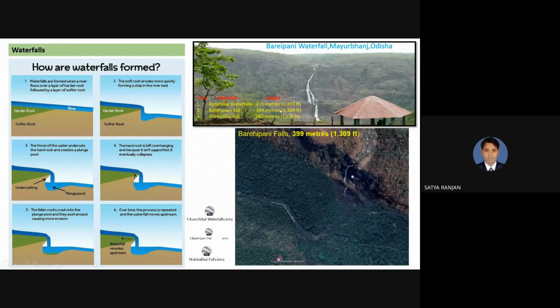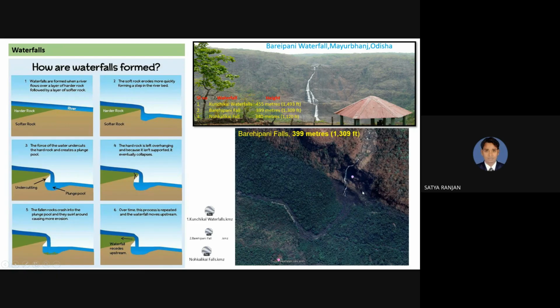It is the second highest waterfall in India, having a height of 399 meters, and the highest waterfall in India is Kunchikal waterfall. I think it is found in the Karnataka area. And Nohkalikai, I think it is in Manipur. So this is 340 meters, and the highest waterfall is 455 meters.